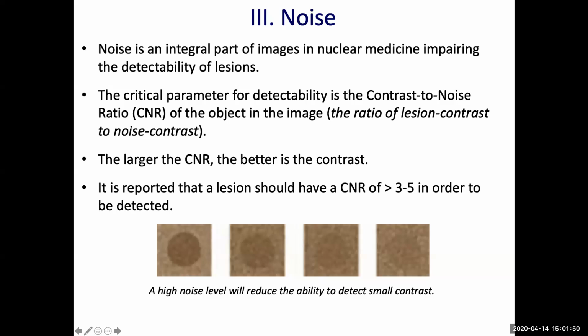It is reported that a lesion should have a contrast-to-noise ratio of greater than 3 to 5 in order to be detected. The actual value depends on the object size and shape, edge sharpness, viewing distance, observer experience, and so forth. It's not a fixed number at all. Here is an example of adding background, so we can see the contrast is affected, and noise reduces the ability to detect small contrast. See the effect of noise on the contrast.